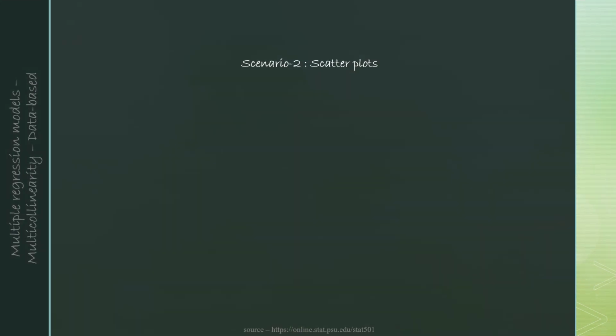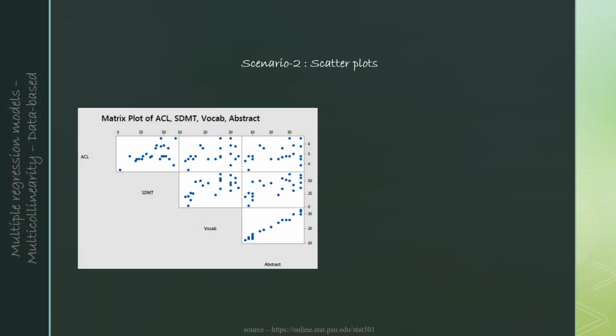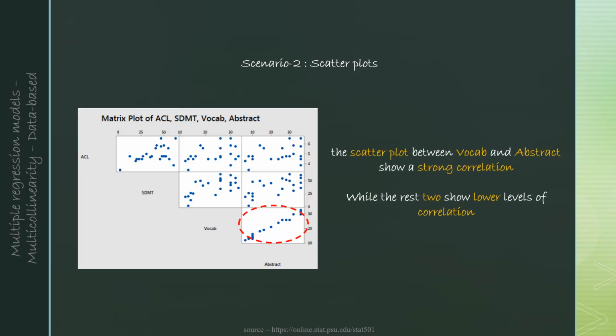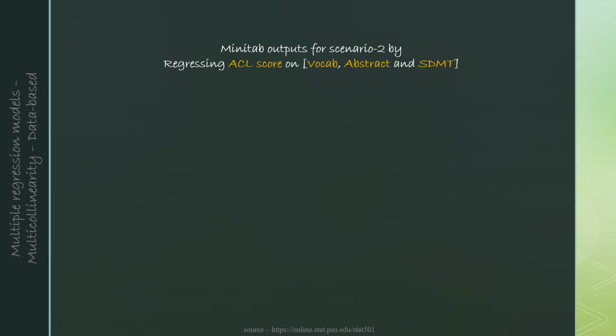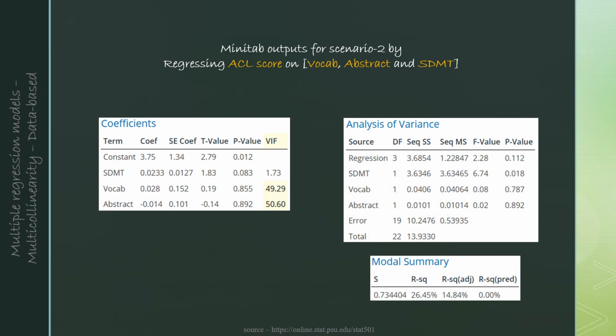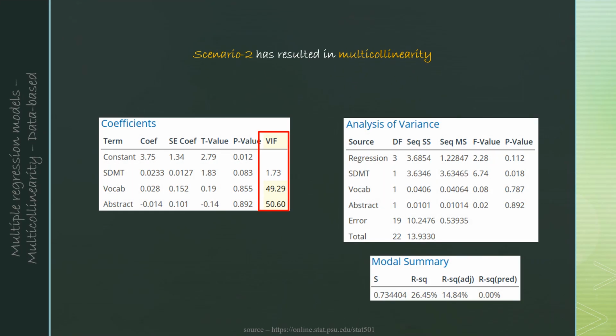We take a look at the scatter plots between the response and the predictor variables for scenario 2. As discussed, the scatter plot between vocab and abstract shows strong correlation, while the other two show lower levels of correlation. Let's take a look at the Minitab outputs for scenario 2 by regressing ACL score on vocab, abstract and SDMT. As expected, we see very large VIF values. Scenario 2 has resulted in multicollinearity.